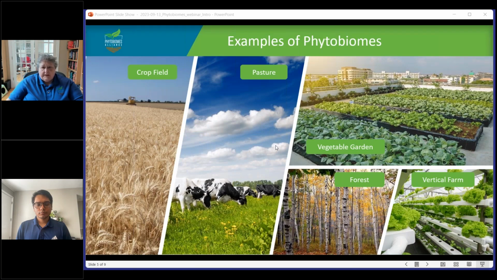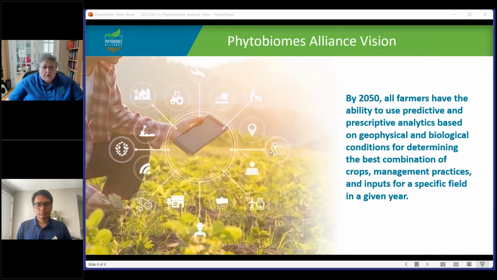Some examples of phytobiomes can be everything from a vertical farm to a pasture to cropland as we know it, but also a forest and a vegetable garden, whether that's an urban garden or a rooftop garden. Our vision is that by 2050, all farmers will have the ability to use predictive and prescriptive analytics that are based on the geophysical and biological conditions for determining the best combination of crops, management practices, and inputs for a specific field or a specific biome in a given year.